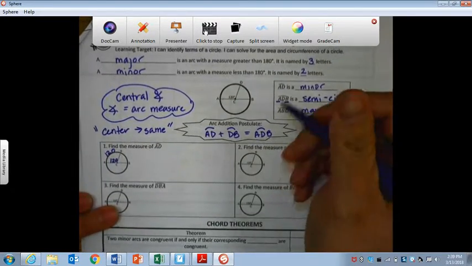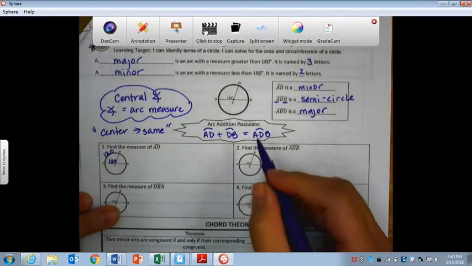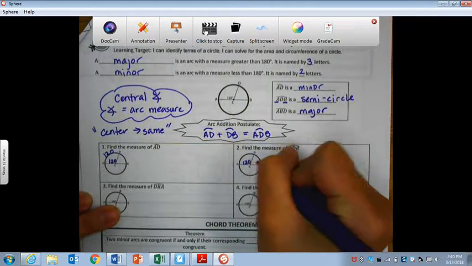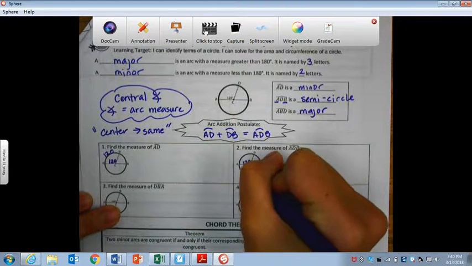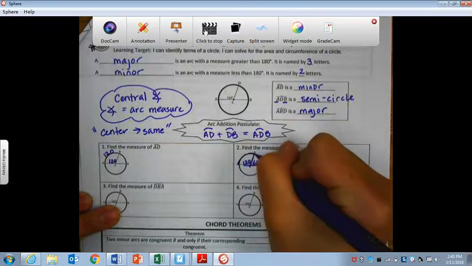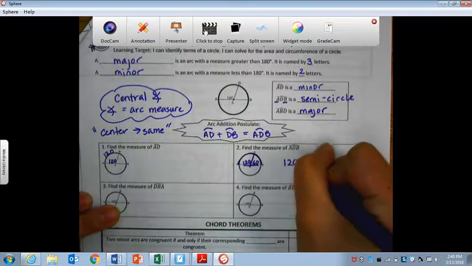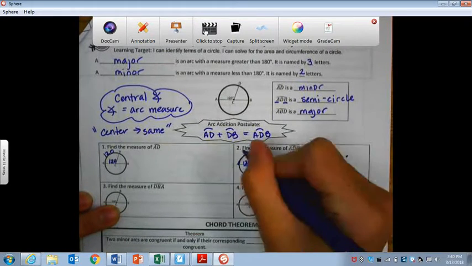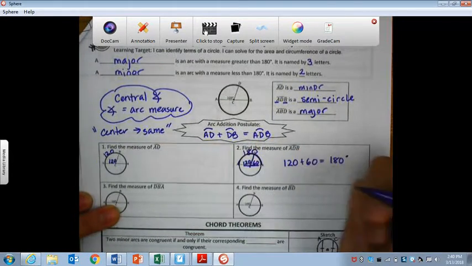It says find the measure of arc ADB. So if this is 120, and this is 60 because this is a linear pair, they have to add up to 180. Arc ADB would also be 120 plus 60, so that equals 180 degrees outside.